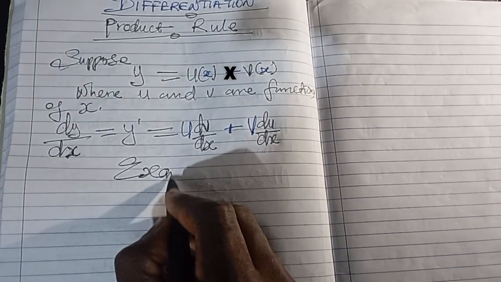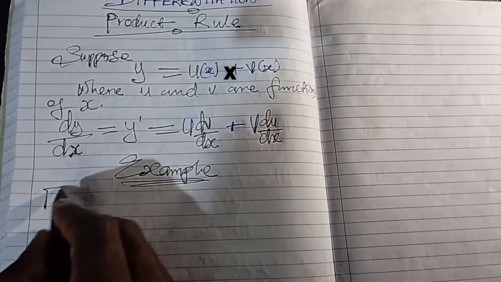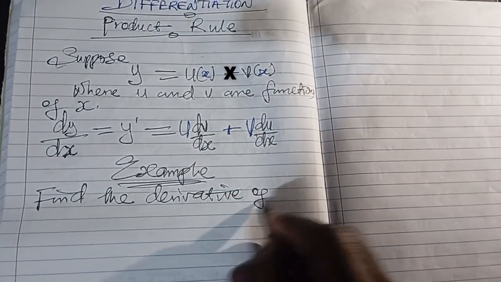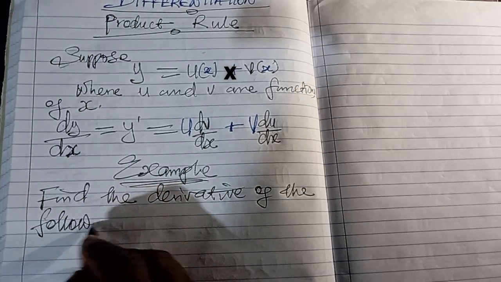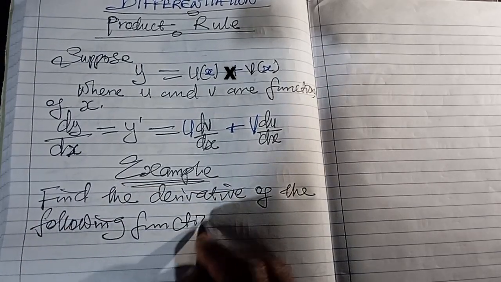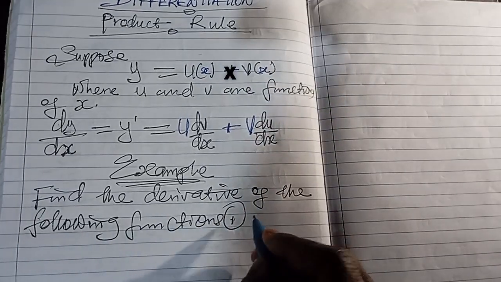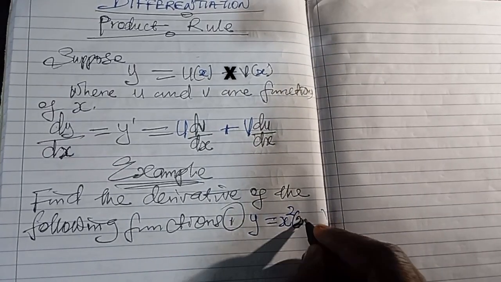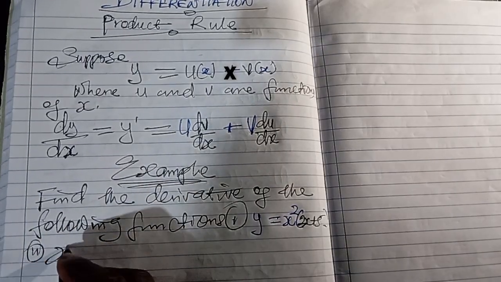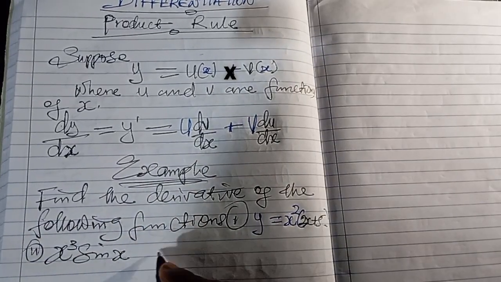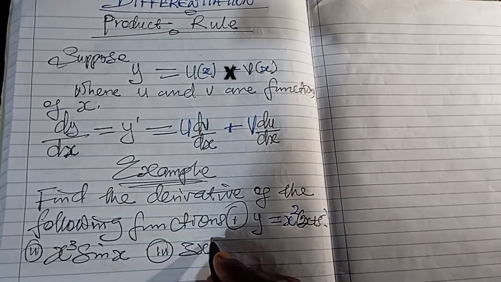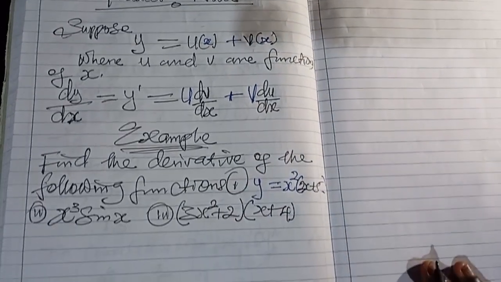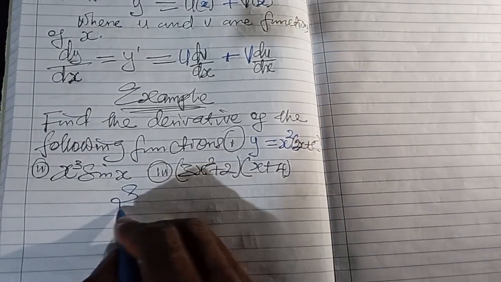Example: find the derivative of the following functions. Let's say number 1 here, we have y equals x raised to power 2 bracket 2x plus 5. Number 2, we have x raised to power 3 sine x. Number 3, 3x raised to power 2 plus 2, then bracket x plus 4. And the other complex examples. Okay, let's start with this one first. Solution.